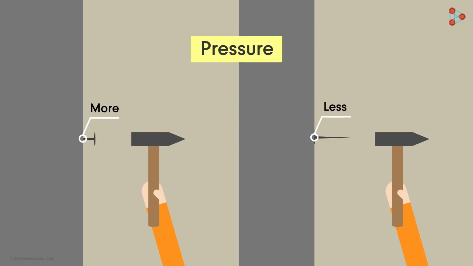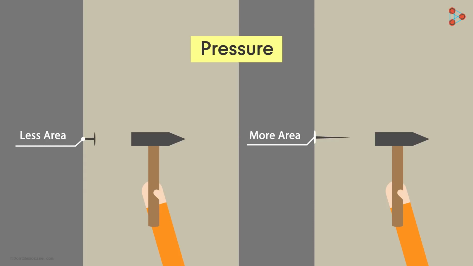But the question is why? First, notice that the area of the tip of the nail is very less as compared to the area of its flat surface. This tells us that the area of the surface on which the force is applied matters. We will understand this in detail, but first let us define pressure.